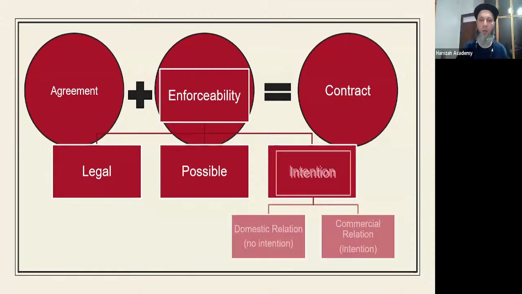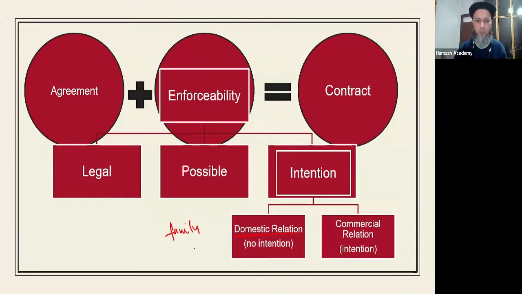Those two depend on what kind of relationship these parties have. If there is a domestic relationship, a family relationship, a personal level, non-business, non-commercial relationship, then the law will assume that there was no intention, hence no contract. But if these two parties were in a commercial relationship, the dealing was about a business deal, and they are not related to each other, then the presumption will be that there was intention to create legal relations.